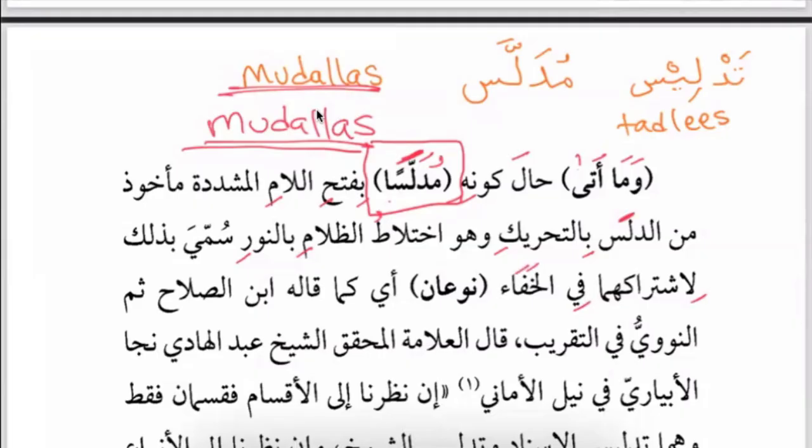Why is this type of hadith then named mudallas? Because of the obscurity that exists in it. That's the linguistic significance of this name. Nawani, it's two kinds, meaning just as Ibn Salah said.